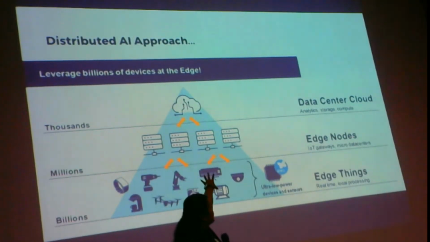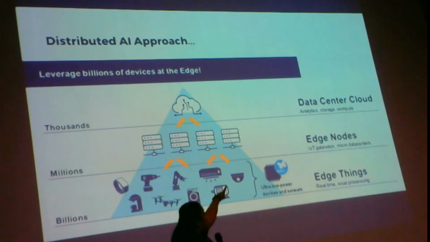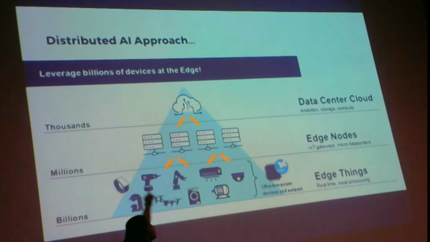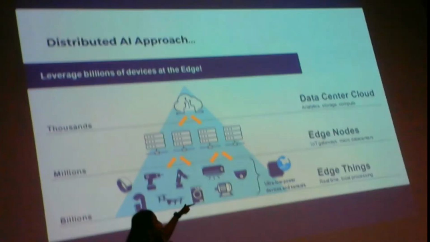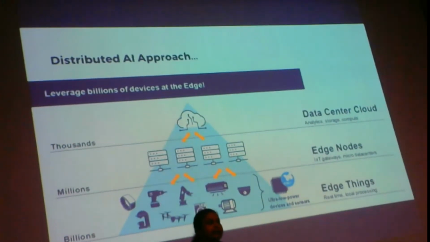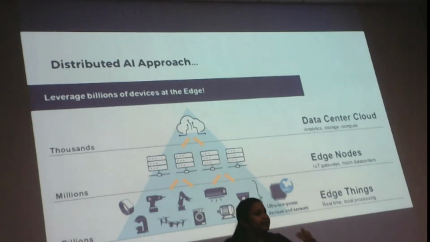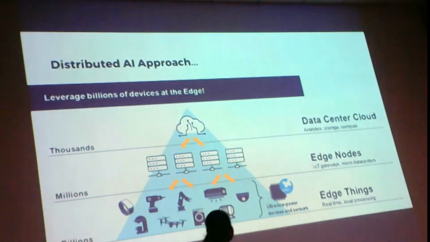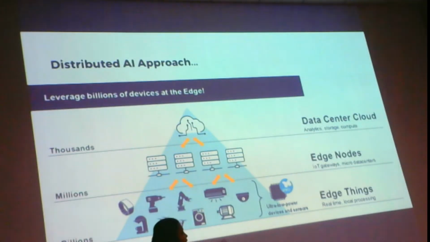So the first thing is the data center cloud, where you can analyze, store, and visualize. Here we have thousands of data center clouds. Then we come to edge nodes. Edge nodes are basically the gateways where devices send their data. Edge nodes include IoT gateways and micro data centers, which act as a bridge that takes the data and sends it to the cloud. And then we have billions of edge things.